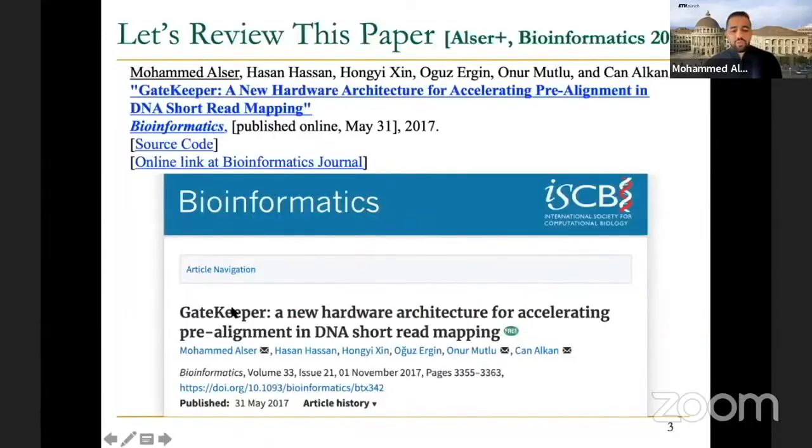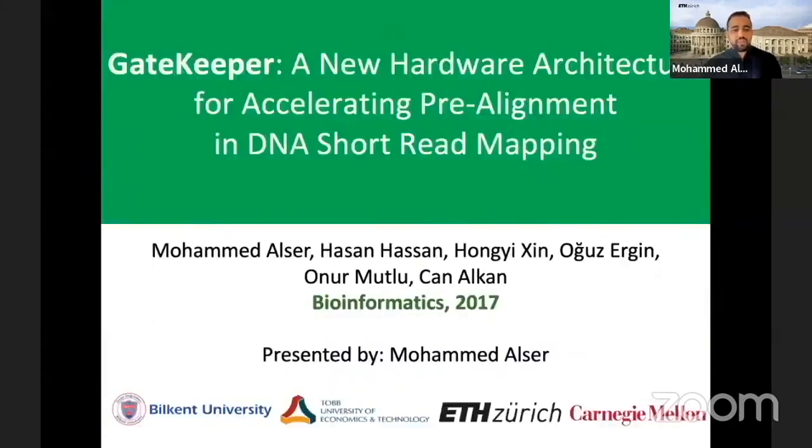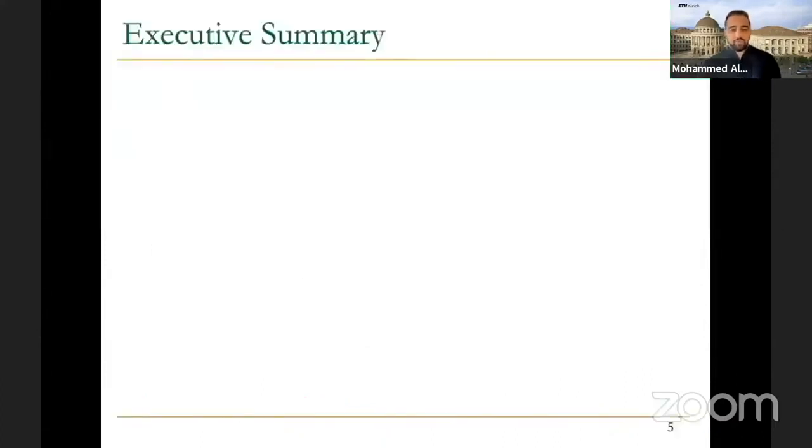So for today, we will cover a new paper called GateKeeper, published in 2017. This paper presents a new hardware architecture for accelerating pre-alignment filtering in DNA short read mapping. We will continue covering different topics in read mapping for the following 3 to 4 weeks, and then we will move on to a new topic.